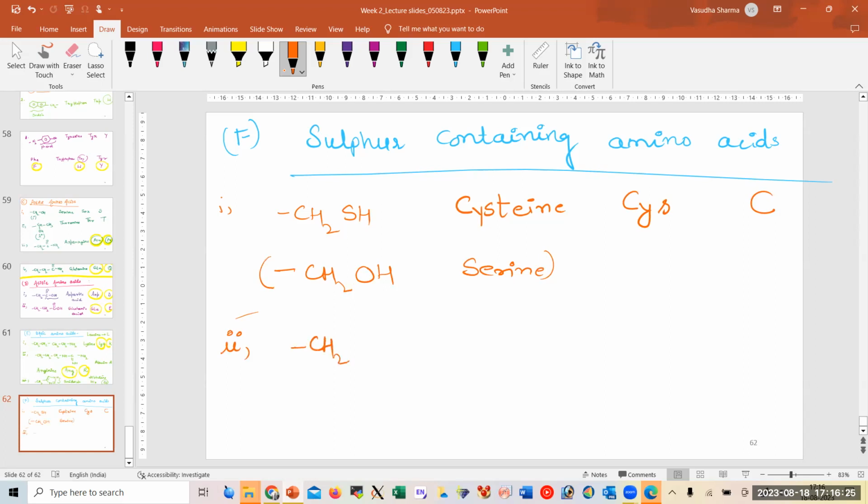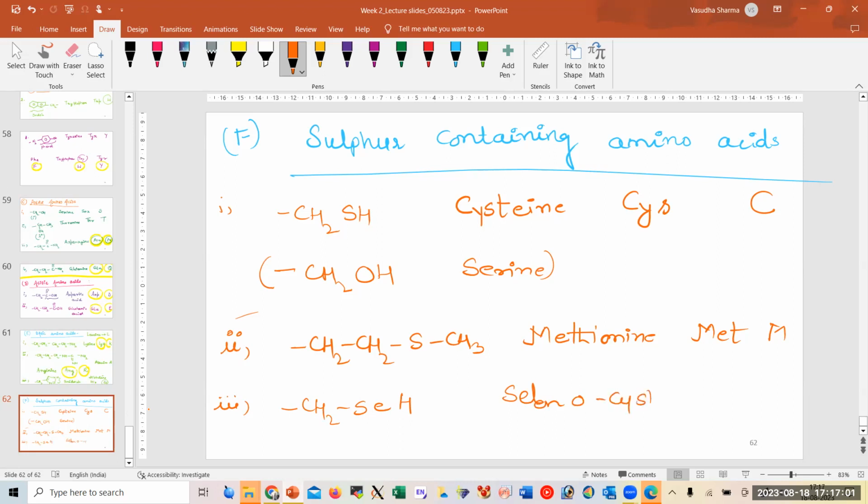Then we have CH2, CH2, S, CH3, called methionine, MET and M. The last one that we have is CH2, SeH. This contains selenium rather than sulfur, SEC, and the symbol is U.